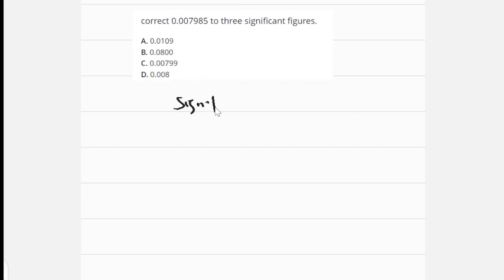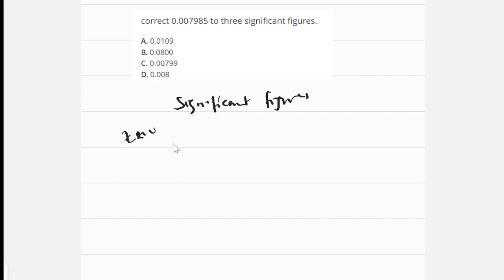What are significant figures? When we say significant figures, they are non-zero numbers, or you say non-zero figures. Zero means something that is zero, but non-zero means those numbers that are not zeros. So what are those numbers that are not zeros? Those numbers are 1, 2, 3, 4, 5, 6, 7, 8. I hope you understand that.